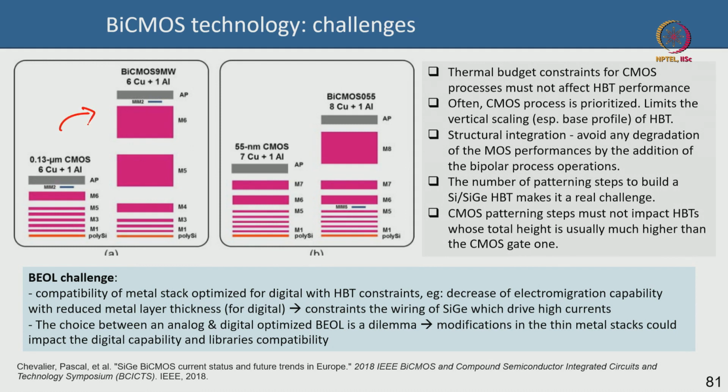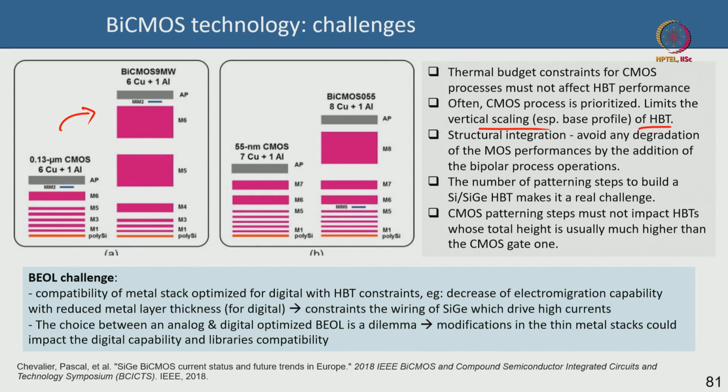So this is a compromise that you have to live with, okay. Especially in HBT you have a very highly scaled base, and the base profile, everything matters so much. When you do this high temperature thermal budget process in CMOS, you may adversely affect the bipolar device, and that becomes more crucial in a more scaled node, okay. At a larger node it's still okay, but a scaled node is very difficult, okay.